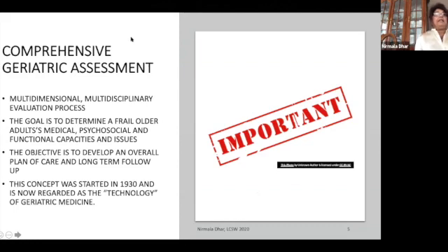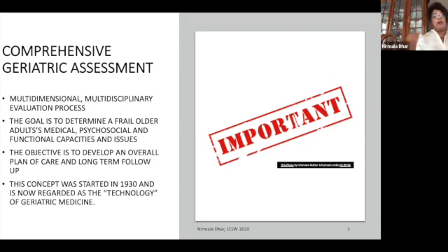So to start with, it is a multidimensional, multidisciplinary evaluation process. It looks at multiple dimensions of a person's life, not just their clinical symptoms, and there are several disciplines involved in the evaluation process. The goal is to determine a frail older adult's medical, psychosocial, and functional capacities and issues. So what are the issues in all of these dimensions? The objective is to develop an overall plan of care and long-term follow-up towards that plan of care.